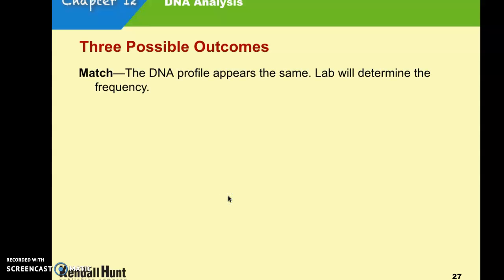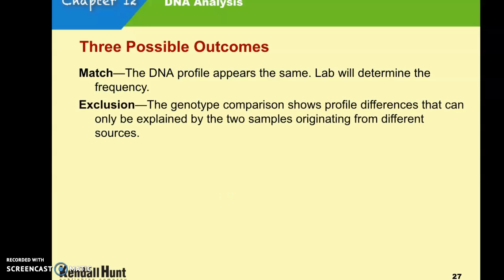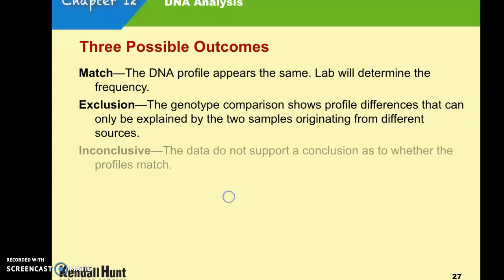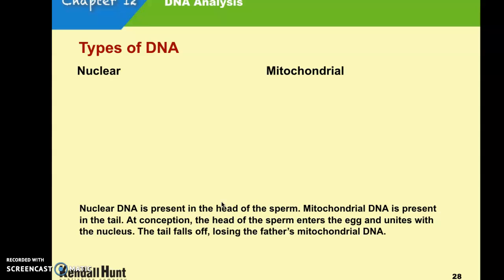So there are 3 possible outcomes to this. Number 1 is a match, so the DNA profile seems to be the same. Number 2 is exclusion, so it shows that the person we are looking at is different from the DNA sample found at the crime scene. Number 3 is that it's inconclusive, so we can't tell for sure if it is a positive match or not.